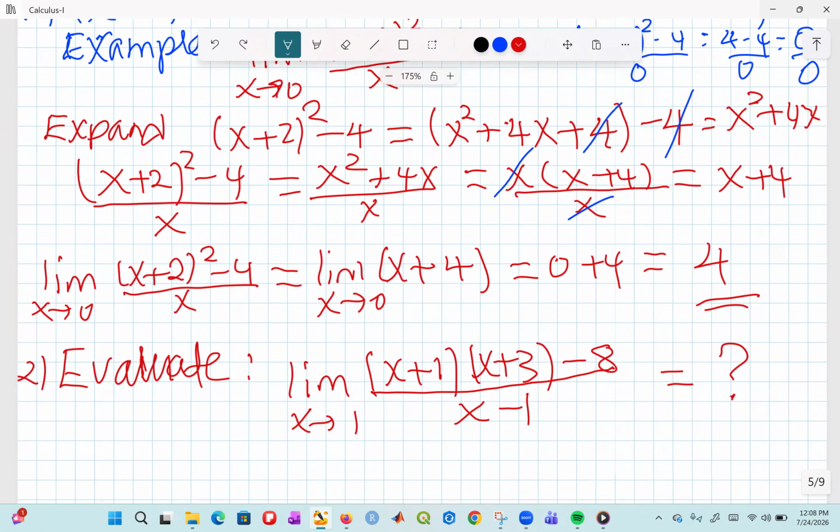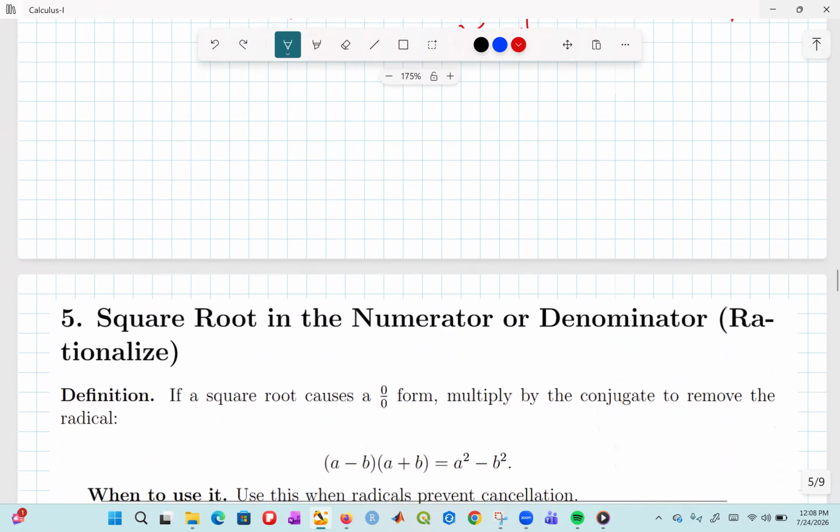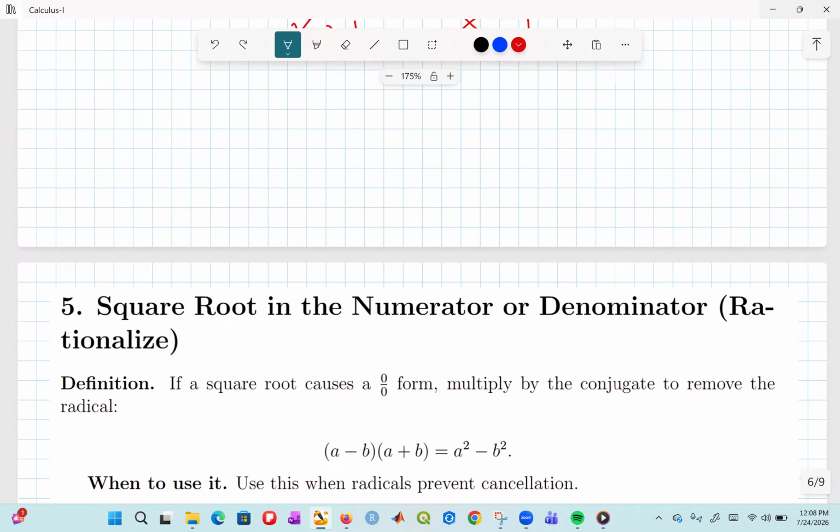What's our fifth? For fifth, we have a square root in the numerator or denominator, which is normally known as rationalizing, okay? When do we use this one? Rationalizing is just used when radicals produce an indeterminate form, such as 0 over 0. If they give us 0 over 0, then we have to use rationalization.